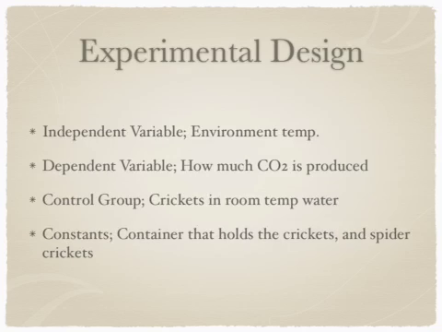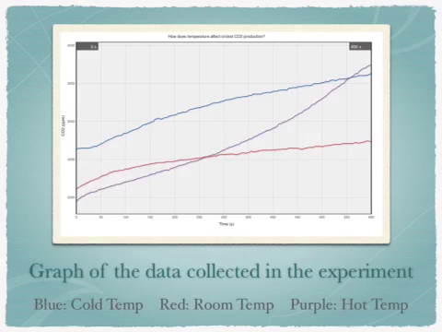Independent variable: environment temperature. Dependent variable: how much CO2 is produced. Control group: crickets in room temperature water. Constants: the container that holds the crickets, and the crickets.